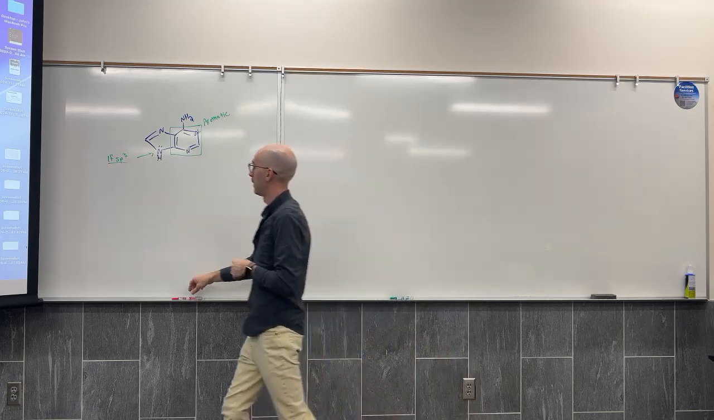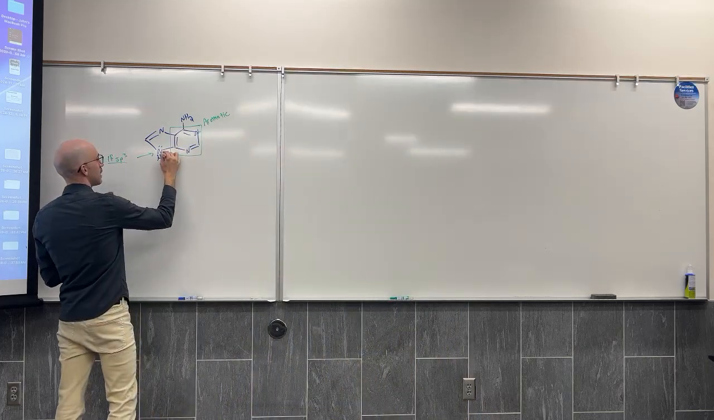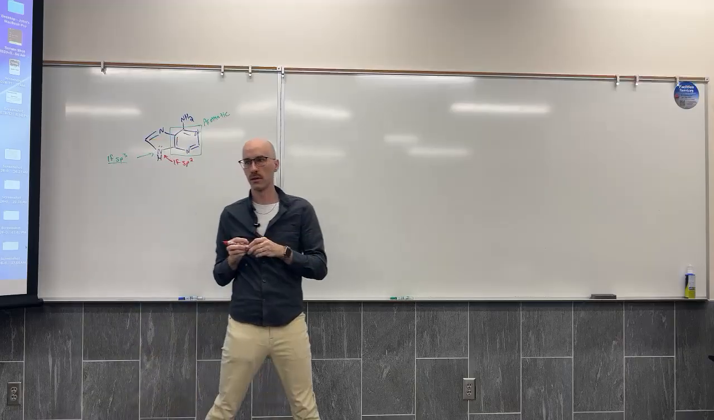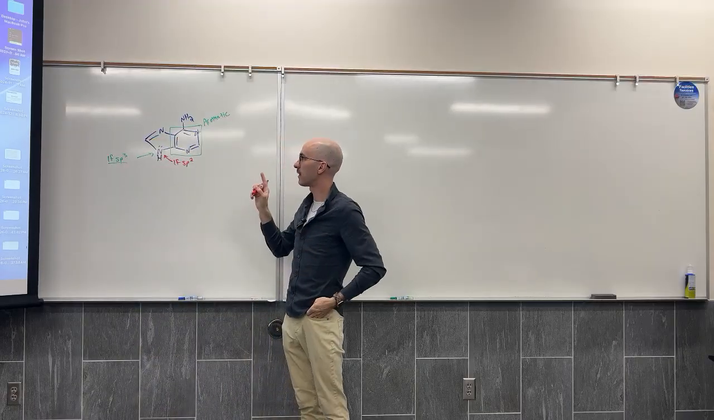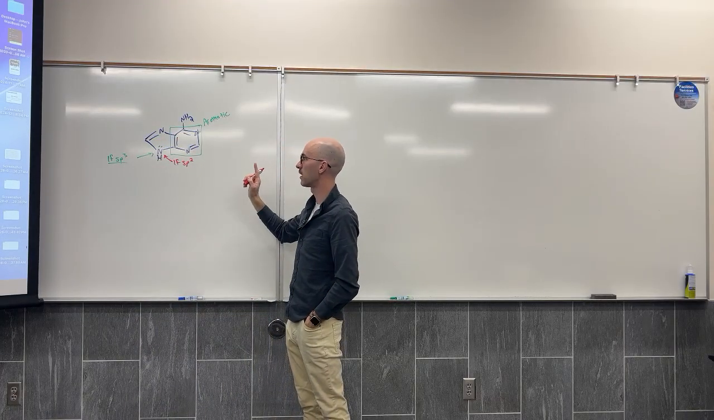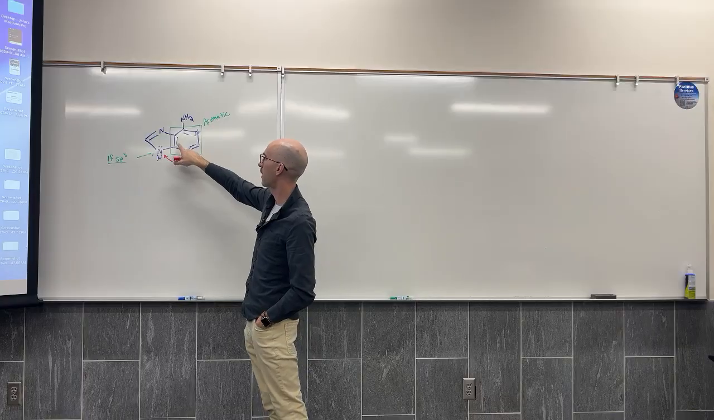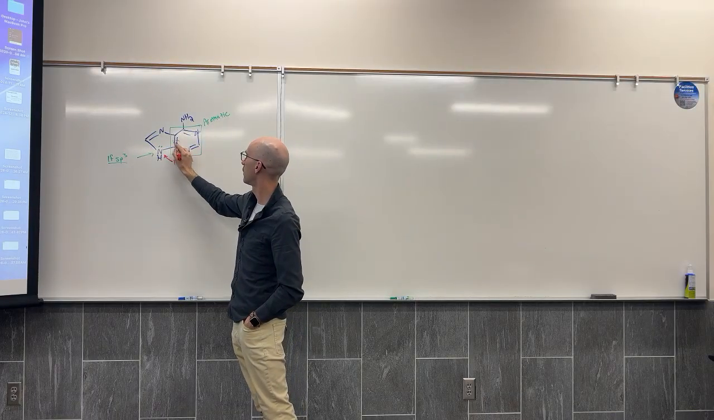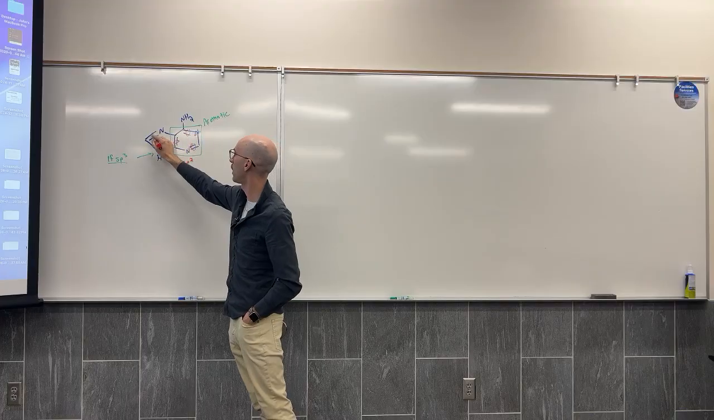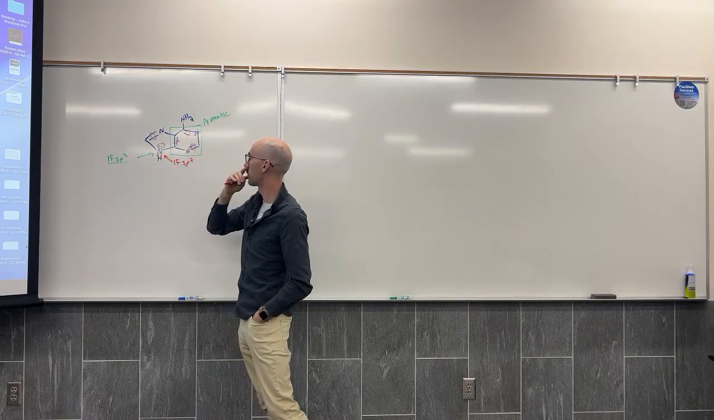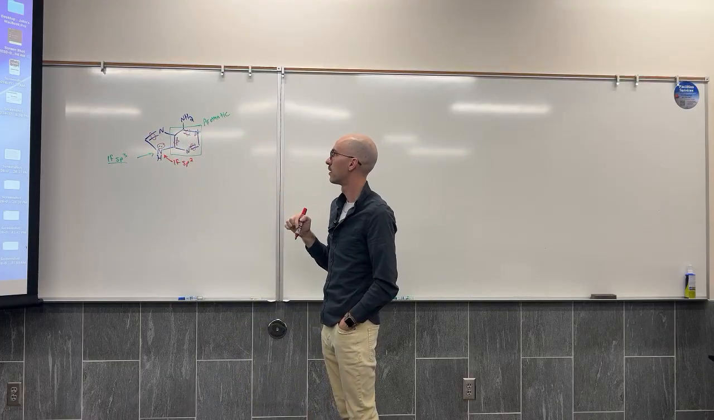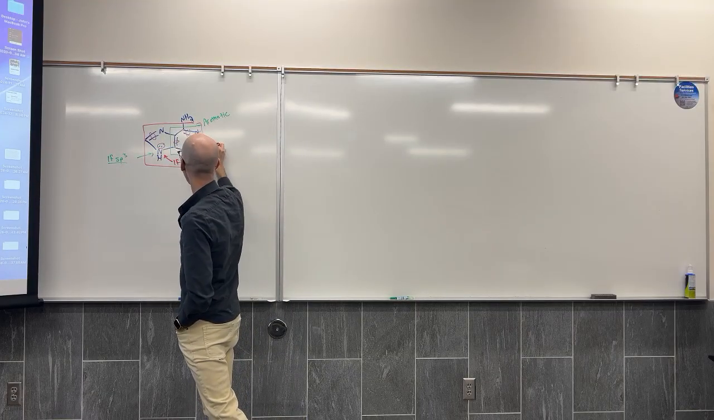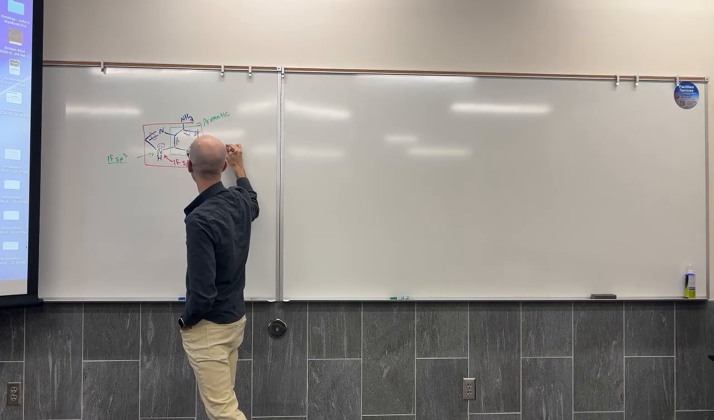But if the nitrogen is sp2, then both rings are fully conjugated, and the pi electron count climbs 2, 4, 6, 8, 10. I'm going to circle all of those pi electrons, including the lone pair. And 10 pi electrons means that the whole structure is aromatic.